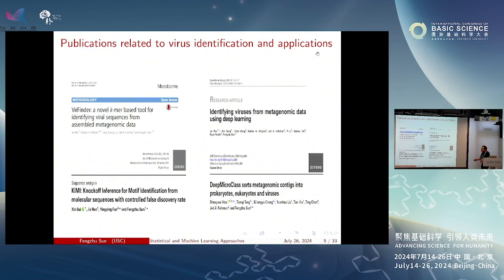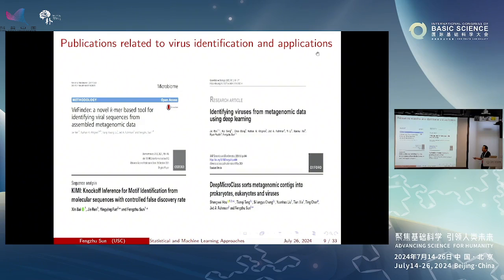Although this method at that time was not that advanced, it solved a very important biological problem. This was the first time using k-mer frequencies and machine learning approaches to identify viral sequences, so people got very excited. Nature News recognized the importance and reported this work, and that gained a lot of attention.